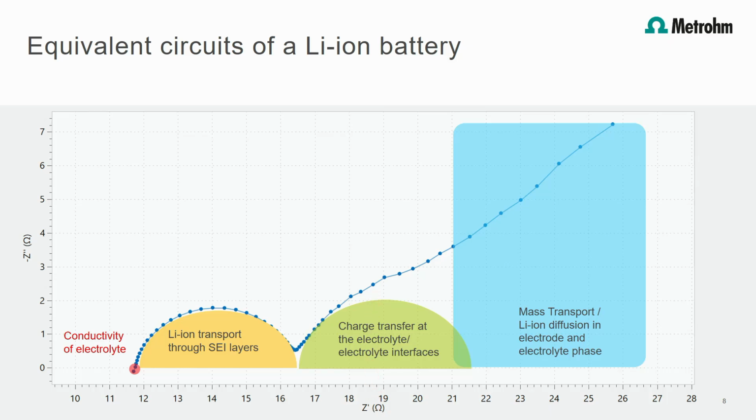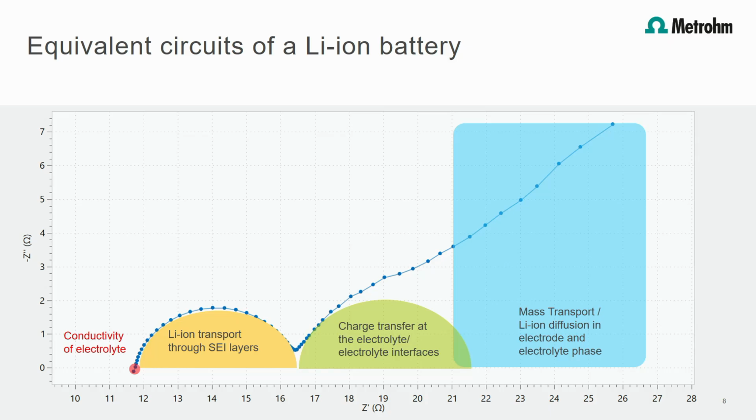The first semicircle is caused by the sum of the SEI layers, and it corresponds to the lithium-ion transport through the SEI layers. The second semicircle corresponds to the sum of the charge transfer reactions at the electrode-electrolyte interfaces. The semicircle is followed by a straight line, which reflects the mass transport in the battery, the lithium-ion diffusion in the electrode and the electrolyte phase.